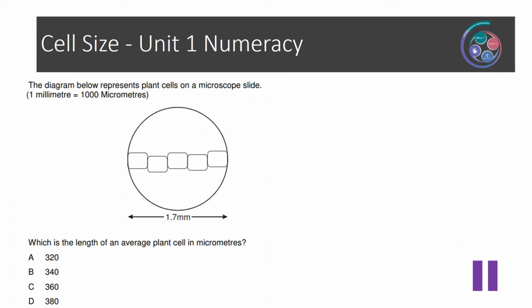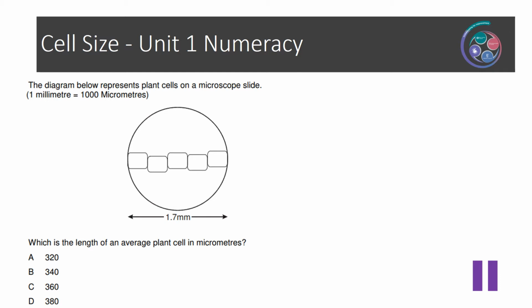And I have a question for you to try. You will notice the pause video sign in the bottom right hand corner. The diagram below represents plant cells on a microscope slide. 1 millimeter equals 1000 micrometers. Which is the length of an average plant cell in micrometers? A, 320, B, 340, C, 360, or D, 380.